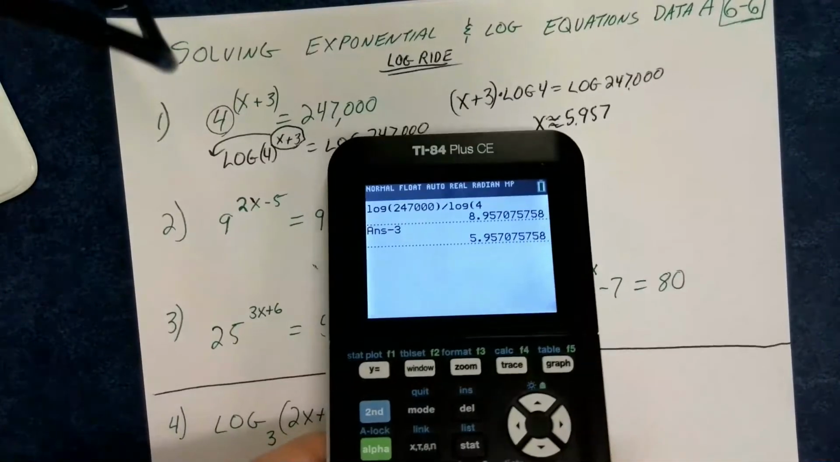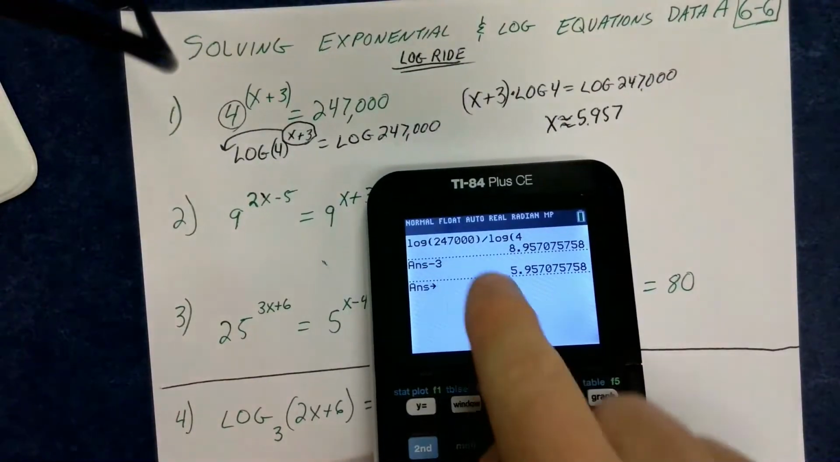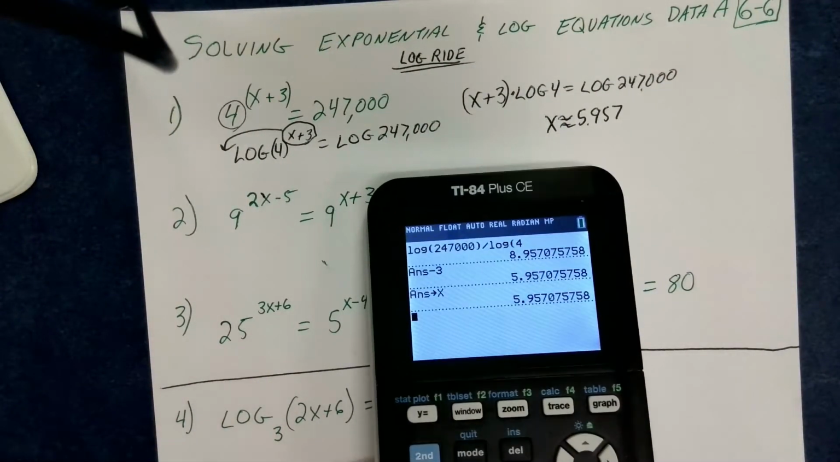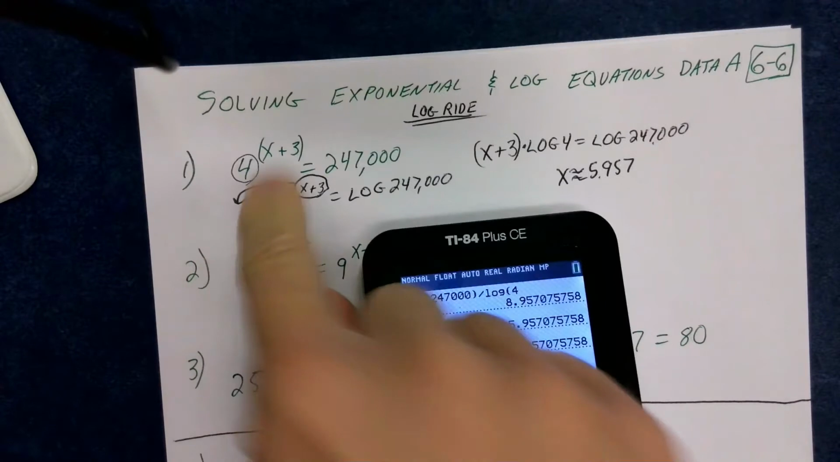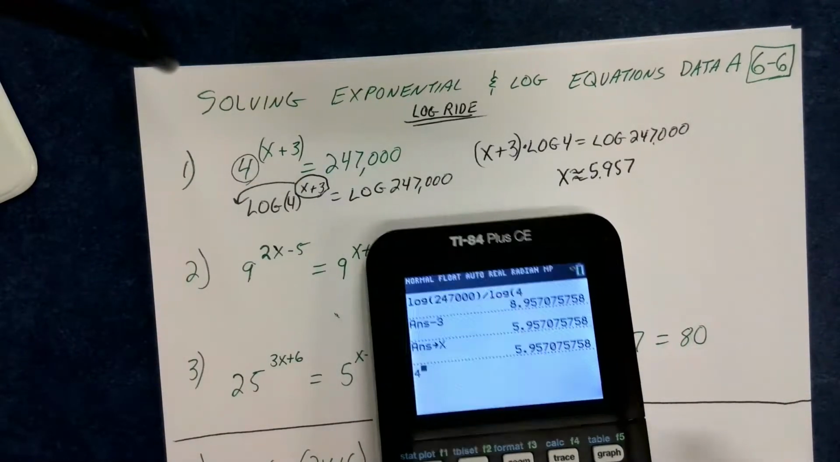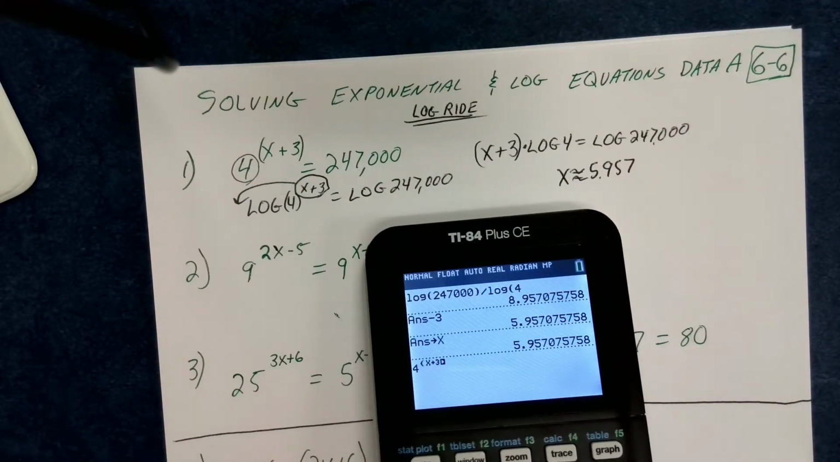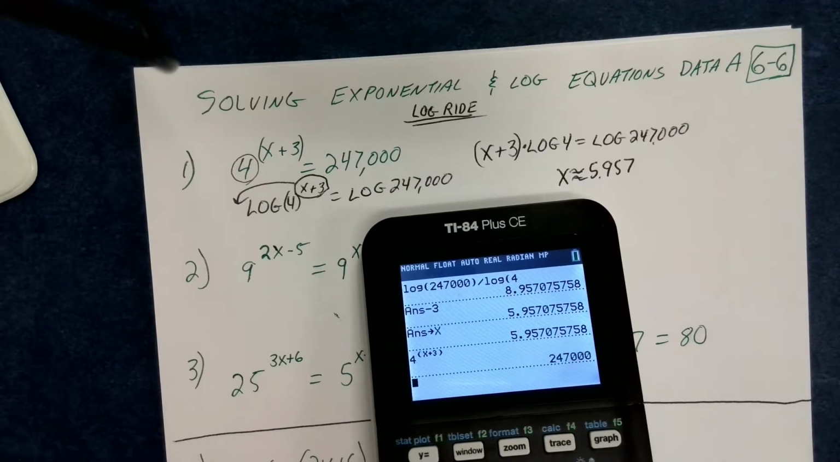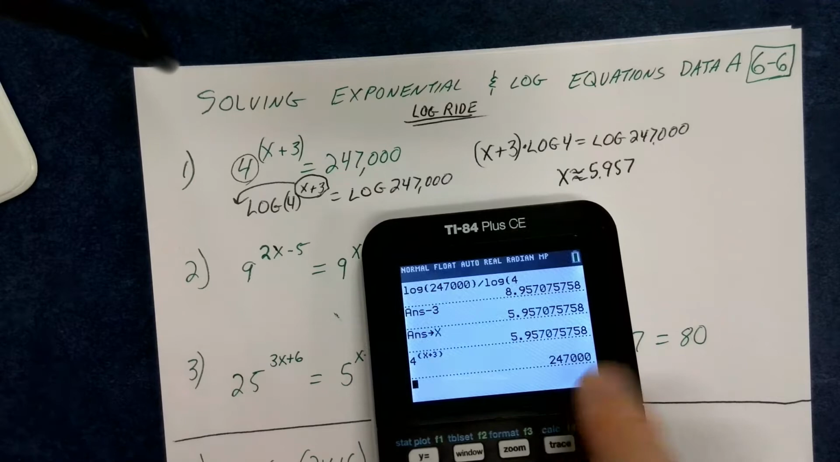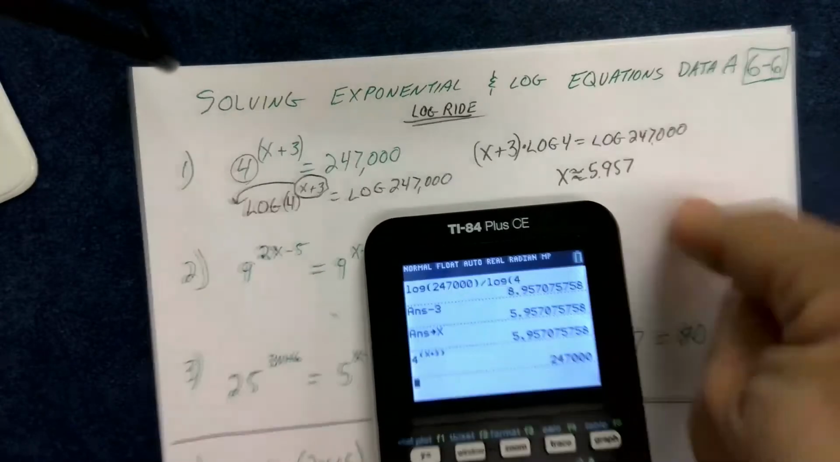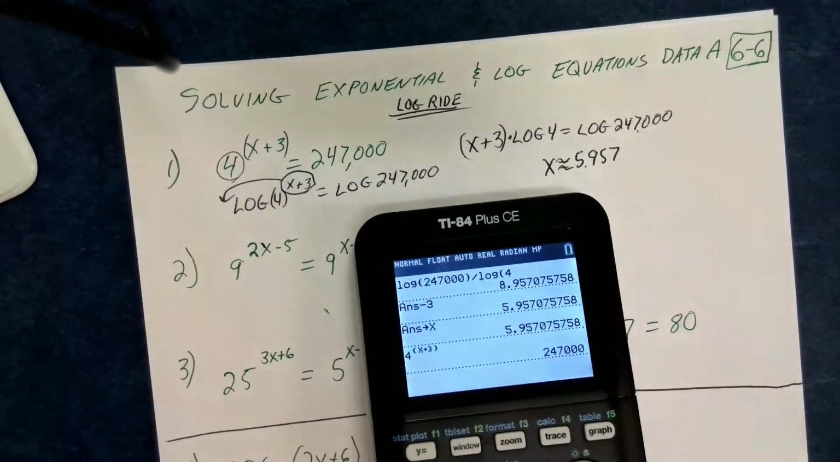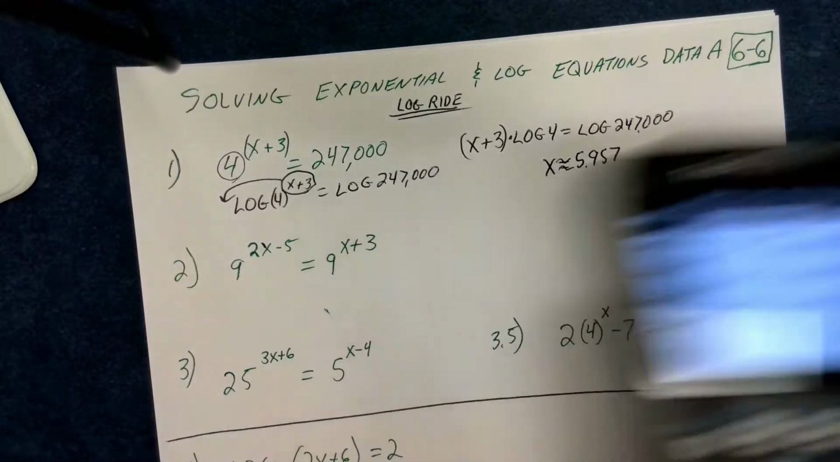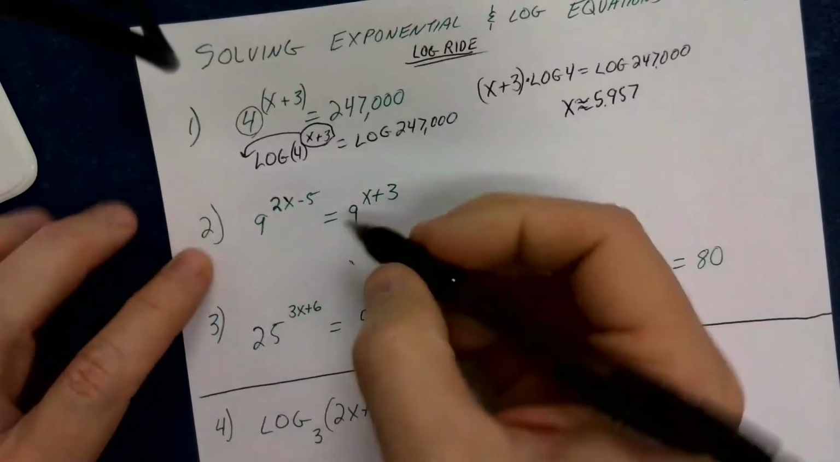Remember, we know how to do this, right? We're going to hit the store button right down here, store. And I'm going to store that in x, and I'm going to hit enter, and then I'm going to retype my original problem. So 4 raised to the x plus 3, close parentheses, and it's supposed to equal 247,000. And I get 247,000. And remember, we want to check that every single time. Do that.